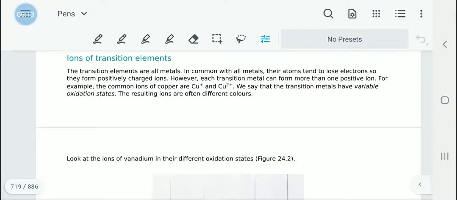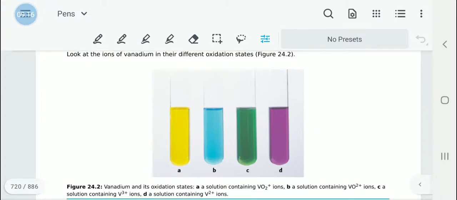Now if you take the ions of vanadium in their different oxidation states, the first one is VO2 plus. That is oxygen 2, VO2 plus. So that means you can figure out the oxidation state of vanadium. Oxygen is 2, that is negative 4. So negative 4 gets cancelled out, but a plus is remaining. Therefore, it is vanadium 5 oxide, VO2 plus. So V has 5 plus.